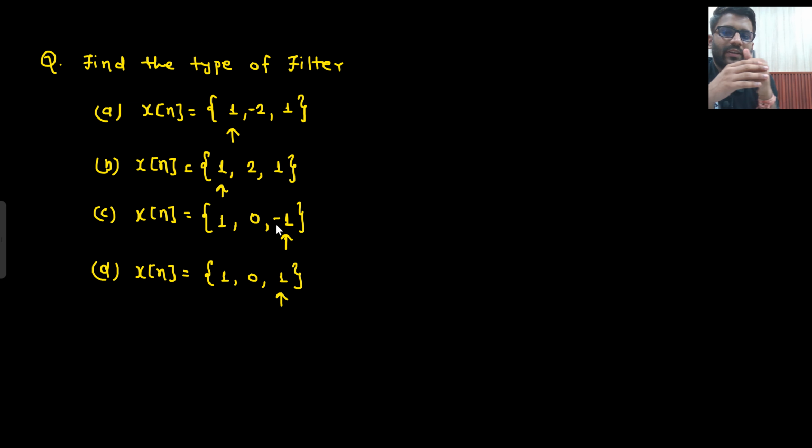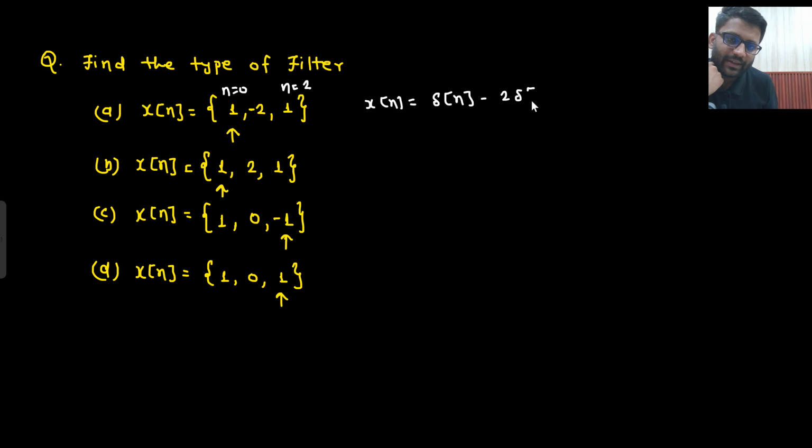What about this one? What kind of filter is that? X of n is given. How will you solve it? X of n is given where there is an arrow, that means that is the center. Basically this is n equals 0, and this would be n equals 2. So what is your x of n? X of n is delta n minus 2 delta n minus 1 plus delta n minus 2, right? Delta n minus 2, minus 2 delta n minus 1, delta n.